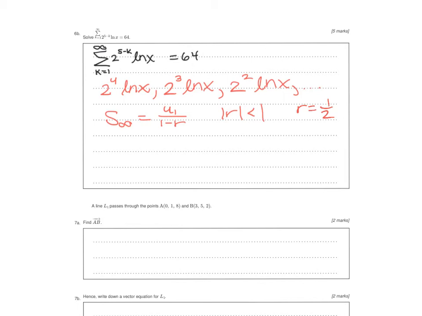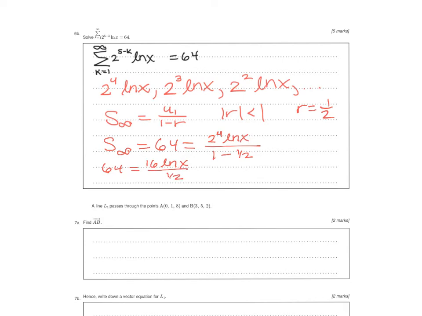The absolute value of r is less than 1, so we can plug into this formula. The sum to infinity, which we happen to know equals 64, must equal u sub 1. U sub 1 represents the first term, so that's 2 to the 4th ln of x over 1 minus r, which is that. And from there, all we're doing is solving. So we have 64 equals, that's 16 ln of x over 1/2.